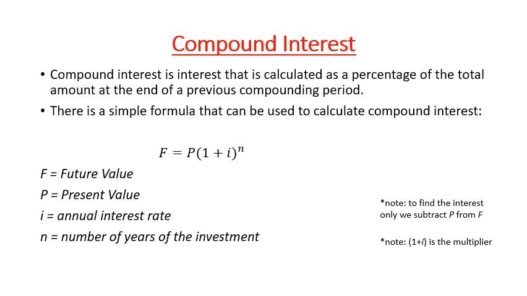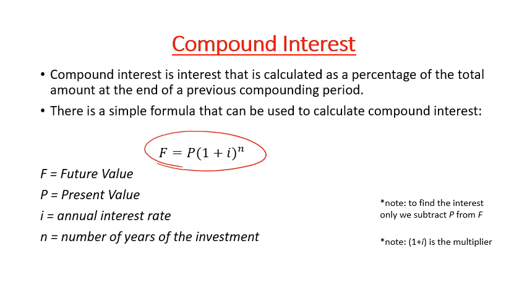Now, when we're trying to find the compound interest formula, it's written here, where F is our future value. So that's what we're going to end up with. P is the amount of money we have at the moment, that's our present value. Similar to simple interest, there's a little I, which is our interest rate per annum, so the annual interest rate, and N is the number of years of the investment. Now remember that N always has to be in years, not in months.